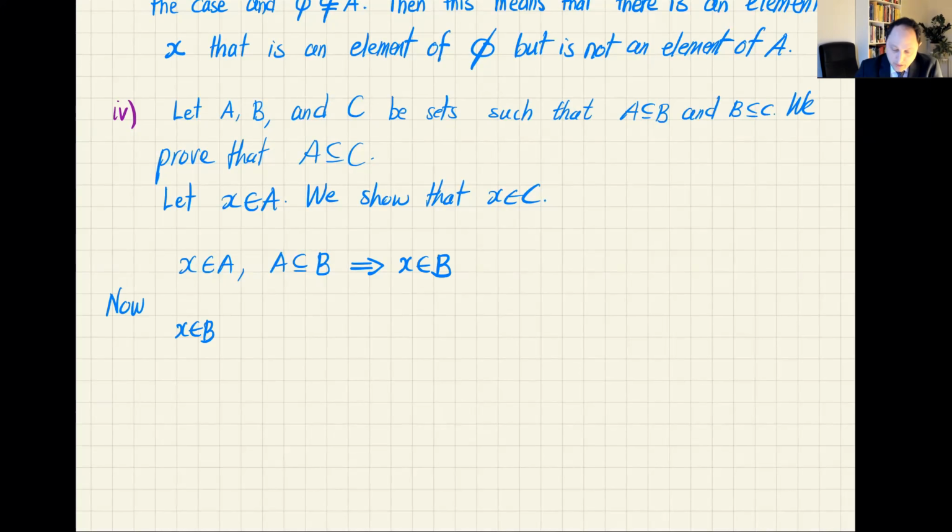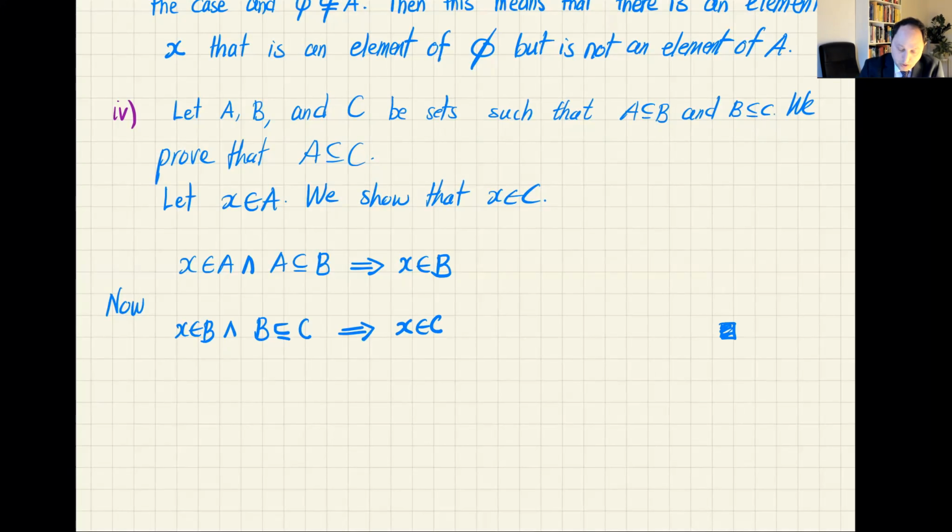Now we know that X belongs to B, and I have another assumption here: B is a subset of C. By the way, if you want, I can write "and" here instead of this comma, which is a little bit vague. So X belongs to B, and we know that B is a subset of C. Immediately, you can conclude something similar. X belongs to B. B, on the other hand, is a subset of C, so I can conclude that X belongs to C. And that's the end of the proof, yes?